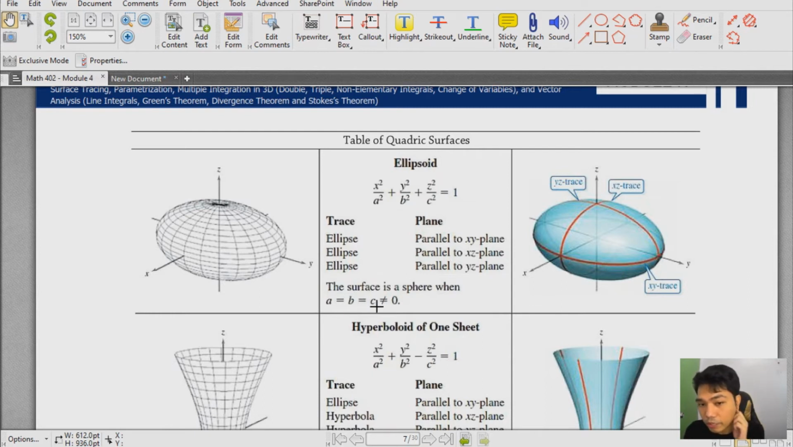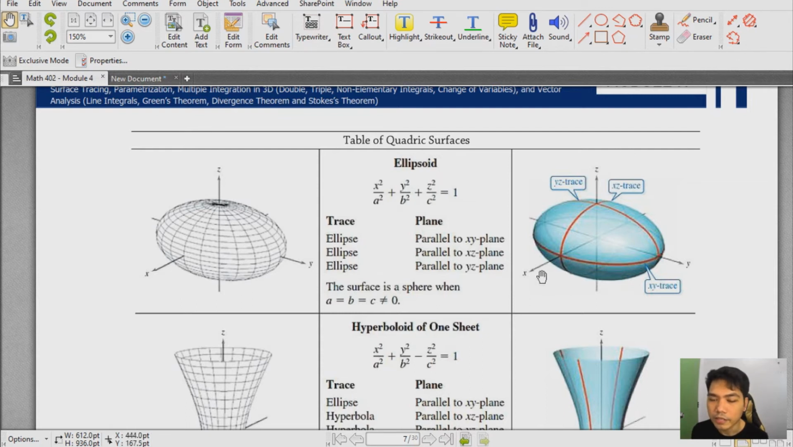So, alam naman siguro natin na kapag, 'di ba yung ellipse natin, kapag equal yung ating A and B, it forms a circle. So this is the same concept for ellipsoid. If A, B, and C are equal, then therefore we're forming a sphere here and not actually the ellipsoid, kasi nagiging circular na yung kanyang pinaka-trace at any plane.